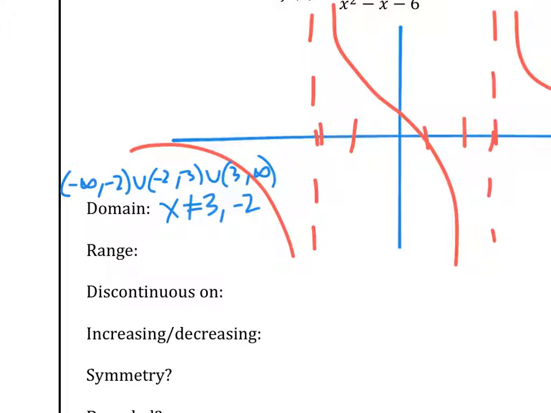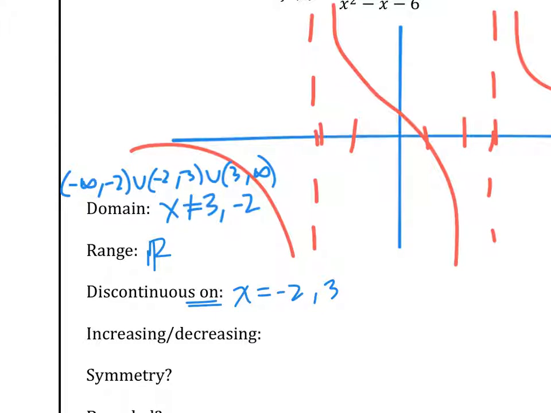Okay, McKenna, range. Okay. Sherry, where is it discontinuous? Where, like on which x values? Yes. So if it's asking you for continuity, like what type, then you say infinite. But this is discontinuous on, so it's just asking you where is it.